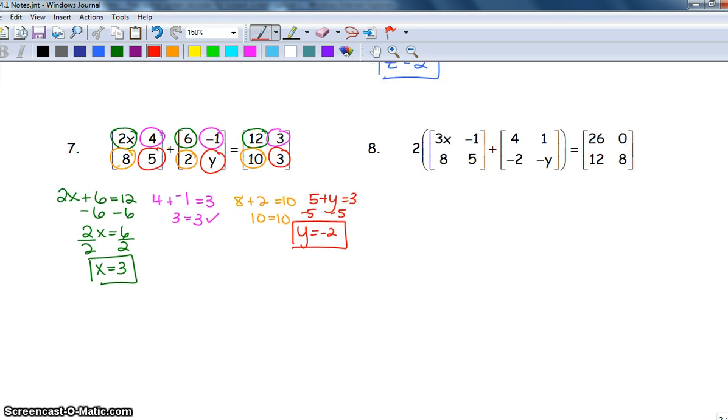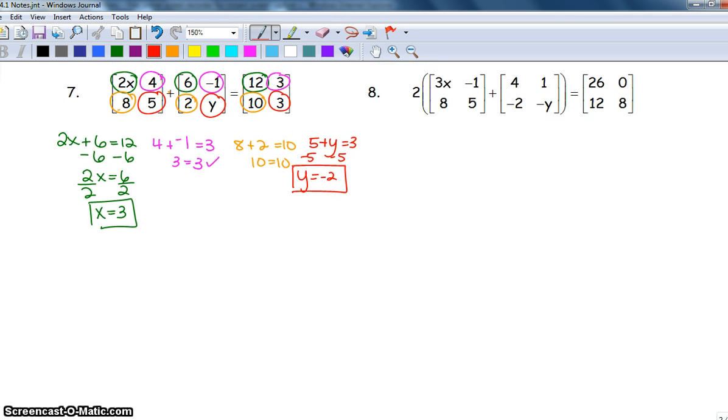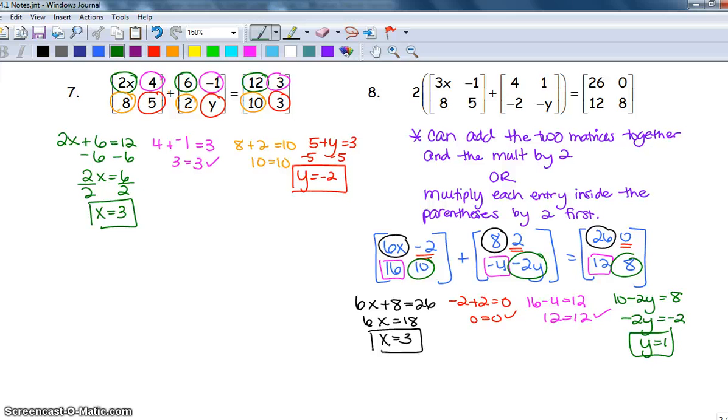Alright, number 8 is going to be our last problem, and we're going to combine together the scalar, the adding, subtracting, and the solving for a missing variable. What I want you to do now is press pause and try this problem on your own and see how well you do. So press pause now, and then when you're done, press play to see if you were correct. Alright, let's see how you did.